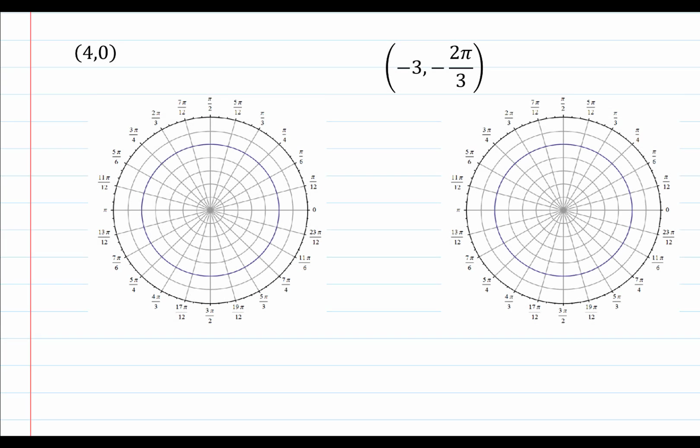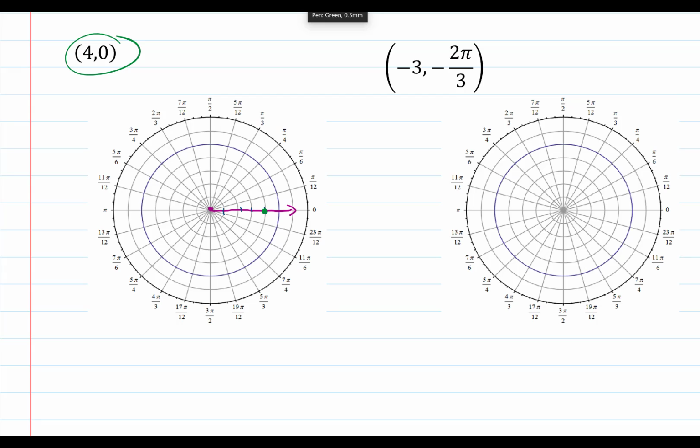Here are two more points I'd like to plot because they are a little bit different from the first two that I plotted. With each of these, I'll start with identifying the pole and the polar axis. In this case, I'm going to go 4 units away from the pole along the polar axis. So that would be 1, 2, 3, 4. And because the angle is 0, the terminal side of the ray is actually going to be on the polar axis. So this point would be located right here. Now, when you see (4, 0), make sure that you understand whether you are working with a rectangular coordinate or a polar coordinate, because it looks similar in both formats.